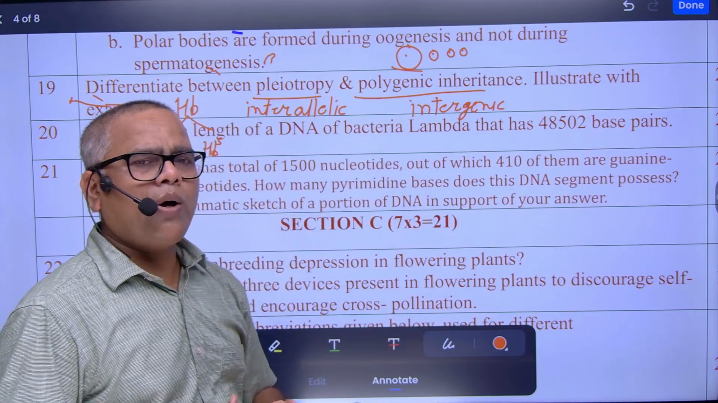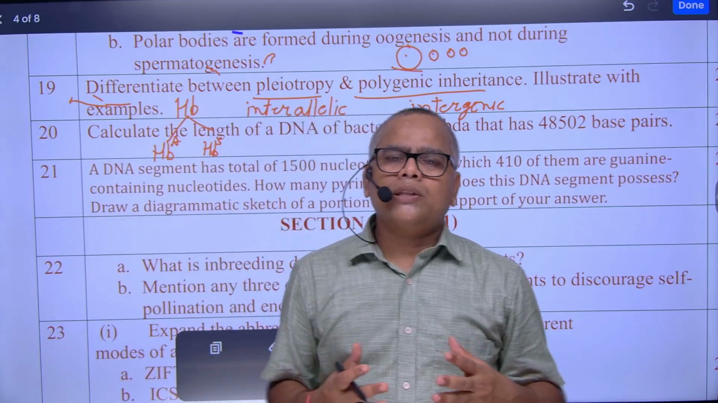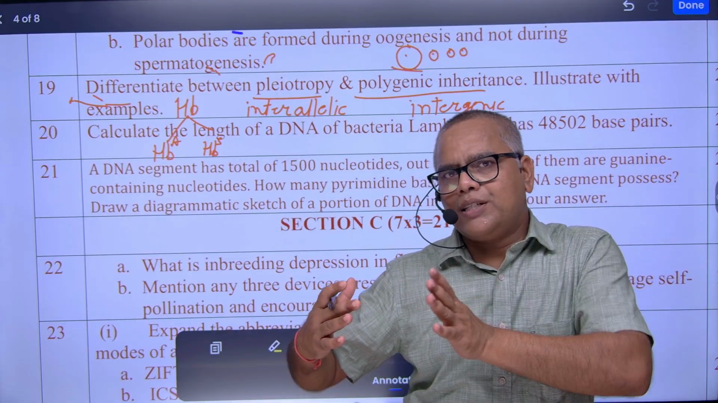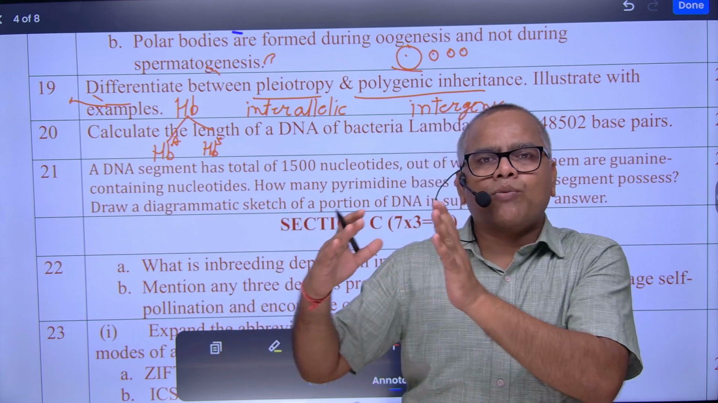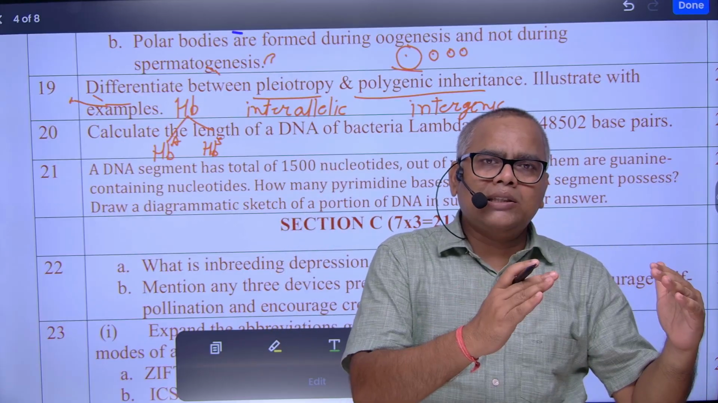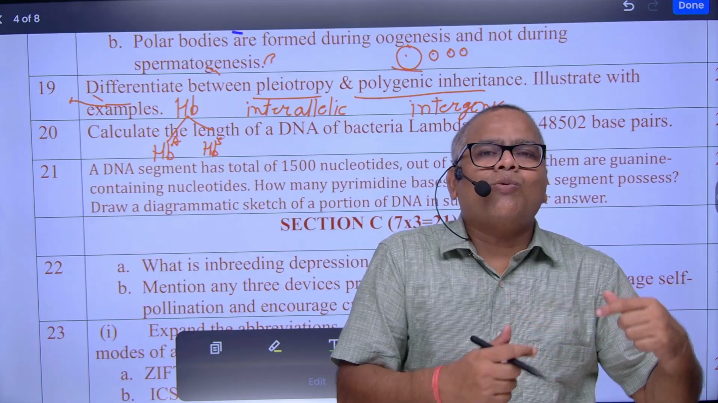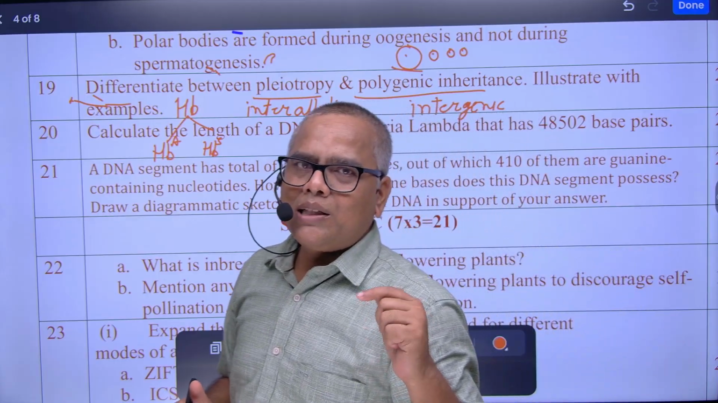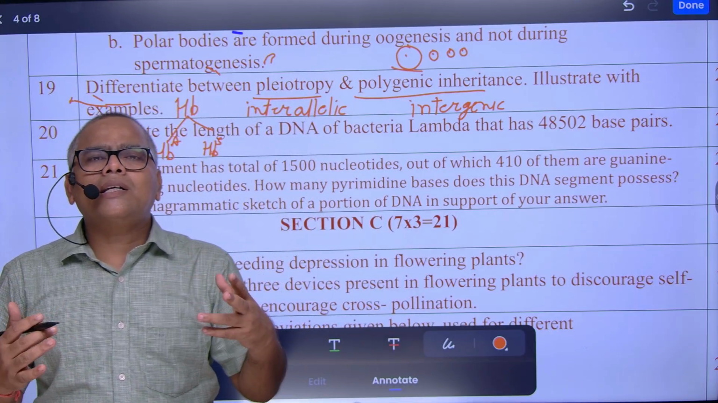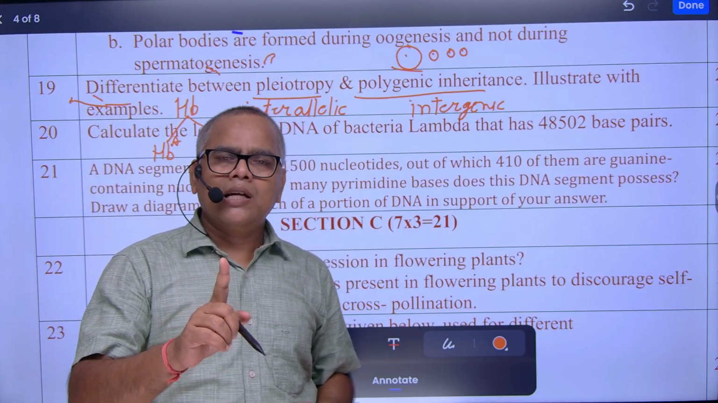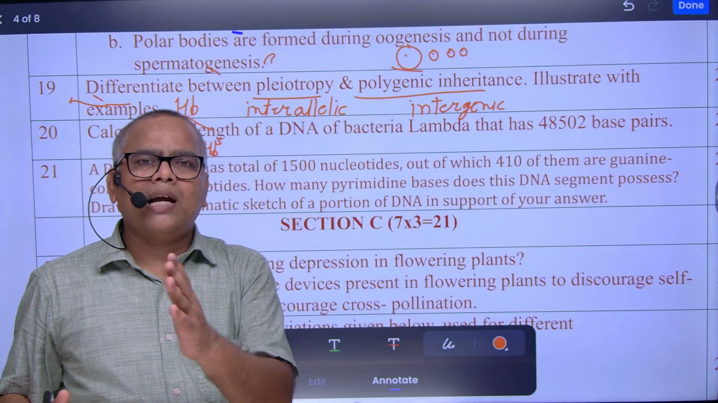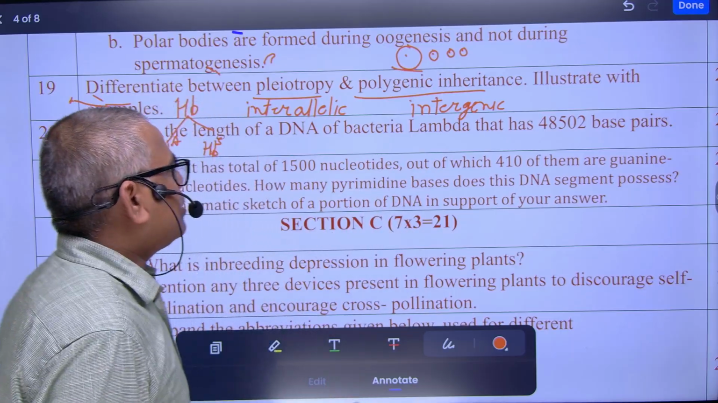But if you come to polygenic, the name itself shows that a character is under the control of many genes. See, what is the point of difference? In pleiotropy, one gene has multiple effects. In polygenic, one gene is not there, there are multiple genes working for one character. Say for example, human skin color is one character, and that one character is under the control of three different genes, A, B and C. So this way we have to define it.